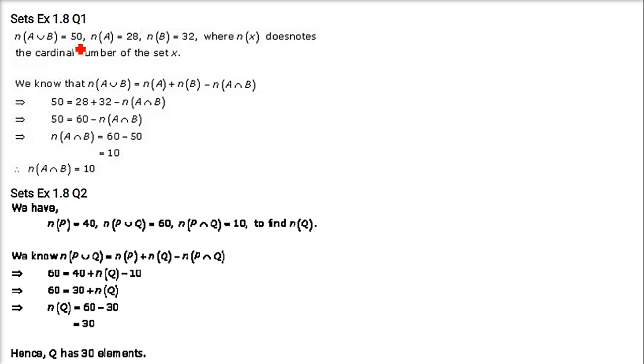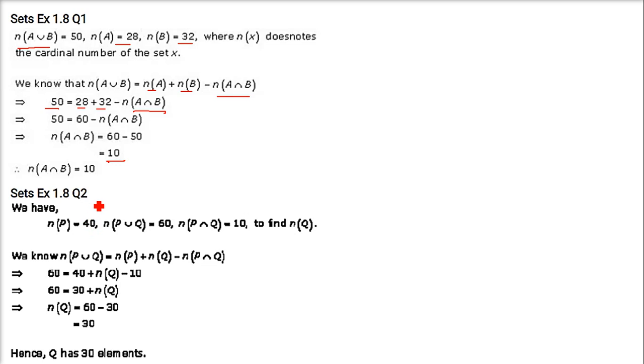The first question is, if A and B are two sets such that n(A union B) is 50, n(A) is 28, n(B) is 32, find n(A intersection B). So we have the direct formula: n(A union B) is equal to n(A) plus n(B) minus n(A intersection B). Here all the values are given: 50, 28, 32. n(A intersection B) can be found by 28 plus 32 minus 50, that is 60 minus 50, which is 10. So n(A intersection B) is 10.